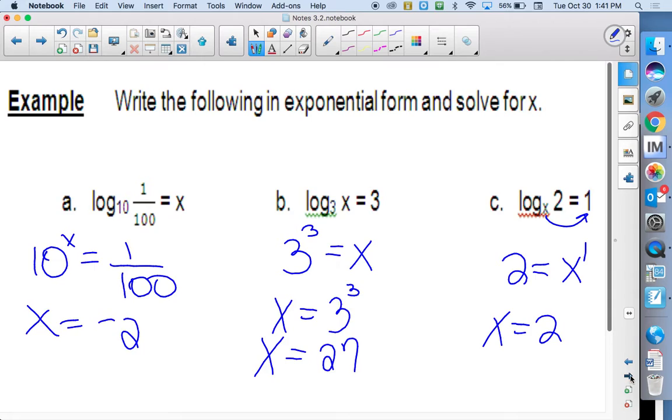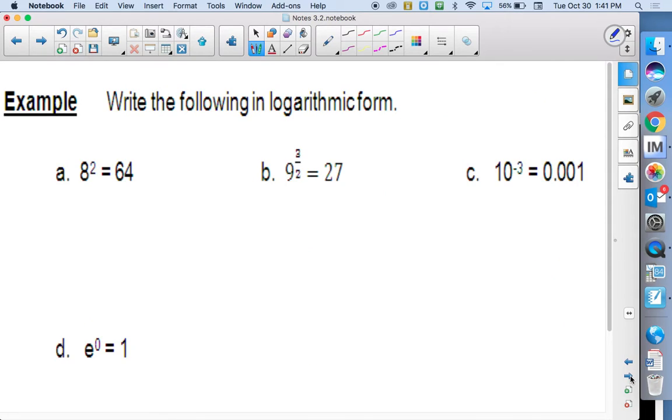All right, the next 3. I want you to write it in logarithmic form. So we have the exponent, the one that visually looks like it makes sense to you. You're used to seeing something written as an exponent. Convert it into log form. So we have 8 squared equals 64. So Chelsea, written as a log, would be?